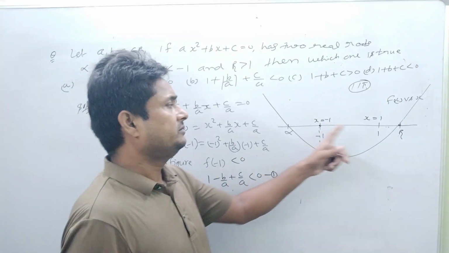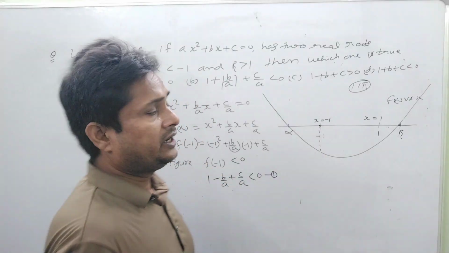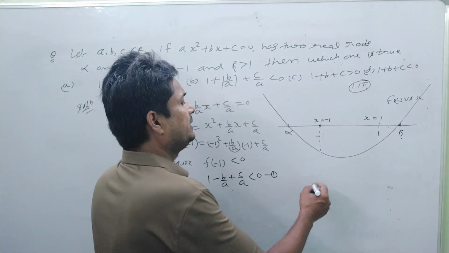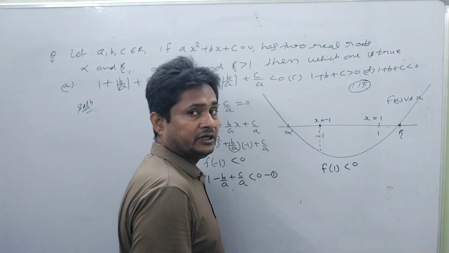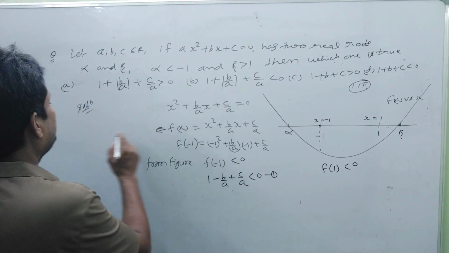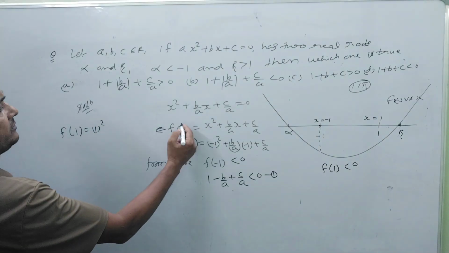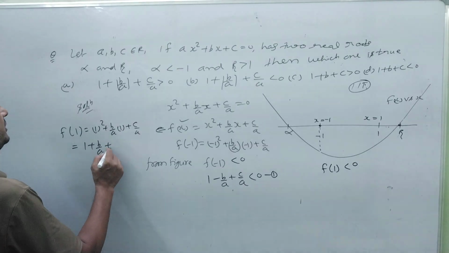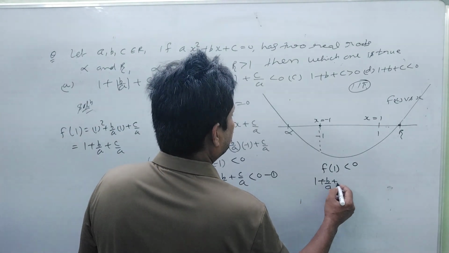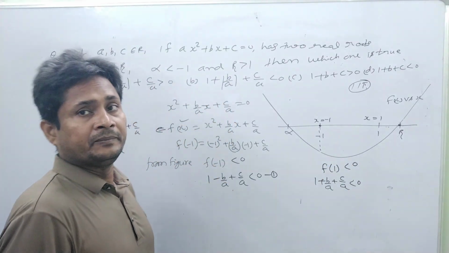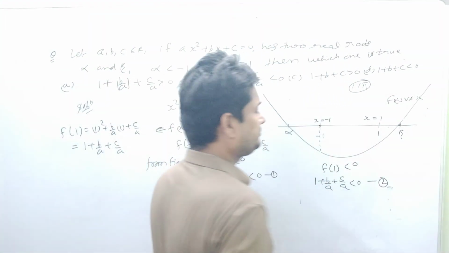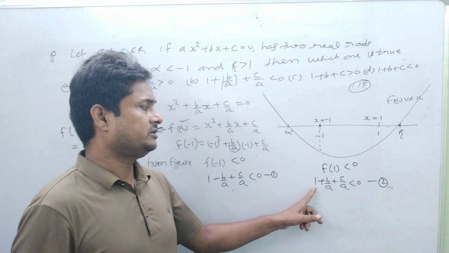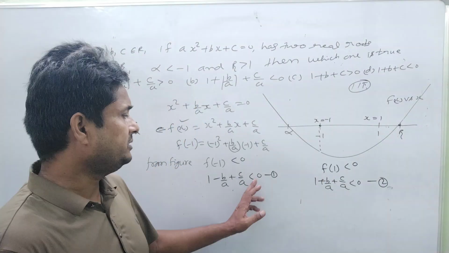Now in the same way, find out the value of fx at x is equal to 1. At x is equal to 1, from the figure, the value of fx is below the x-axis, that means negative. So f of 1 is also coming negative. F of 1 will be 1 square from the function plus b by a into 1 plus c by a. So this is 1 plus b by a plus c by a, and it is also coming negative. Now there are two inequalities: 1 minus b by a plus c by a and 1 plus b by a plus c by a. Both are coming less than 0.